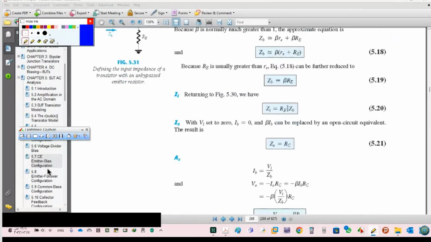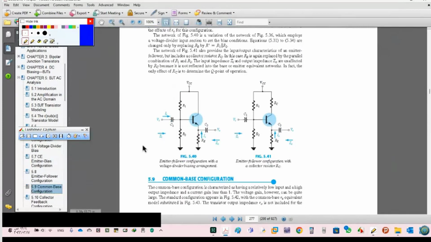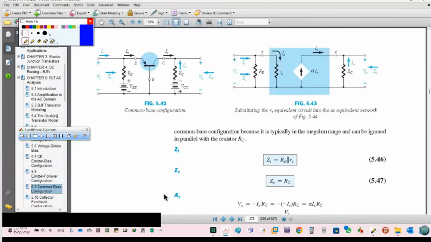Just a minute. Common base. Yeah, correct. Sorry, excuse me. See the circuit here. Here we have RE, VEE, RC, VCC. First of all, short circuit. Okay, so we have short circuit. Now let's calculate. This is the input circuit. This is the output circuit.